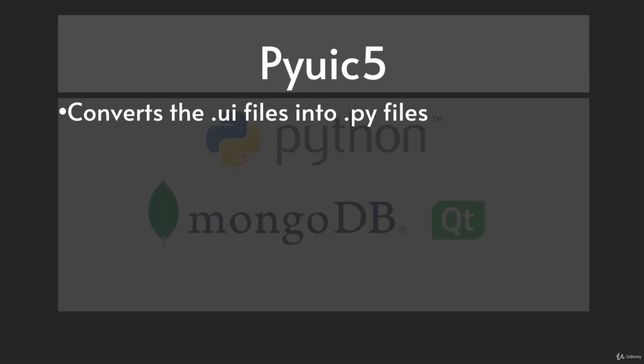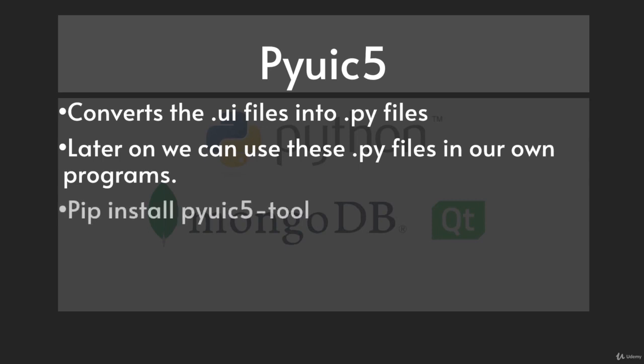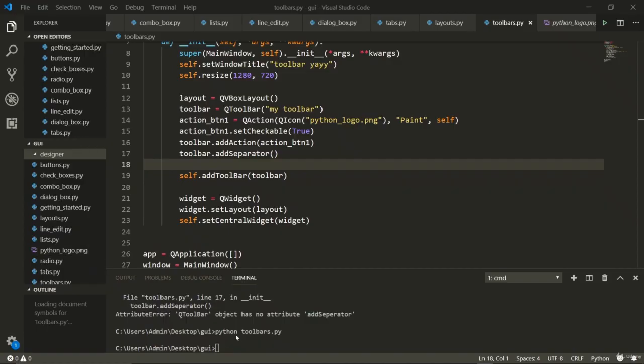This PyUIC5 package helps us convert this into Python code, so you can use it in your own application. So pip install PyUIC5-tool is how you install this package, so we can get started with working with Python, PyQt Designer and PyQt5, using it all over the place in the most efficient manner that we can. Now that you're here, I'm sure that you have installed PyQt5 Designer and PyUIC5 tool. If you have not, this is how you do it.